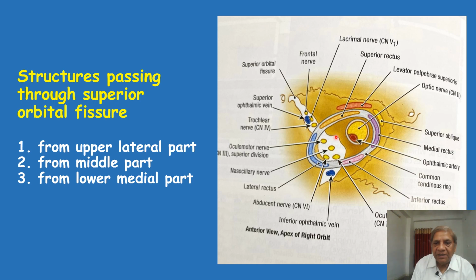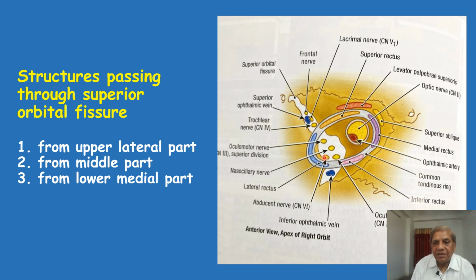Then in the middle part, which is within the fibrotendinous ring, you tell that there are the two divisions of the third cranial nerve, the oculomotor, which supply most of the extraocular muscles. Then there is the sixth cranial nerve, the abducent nerve, which supplies the lateral rectus muscle.